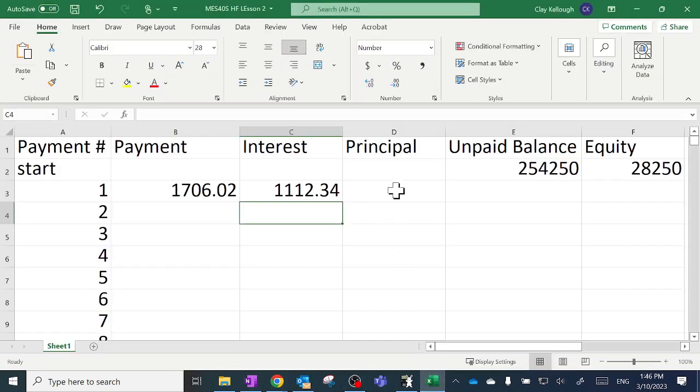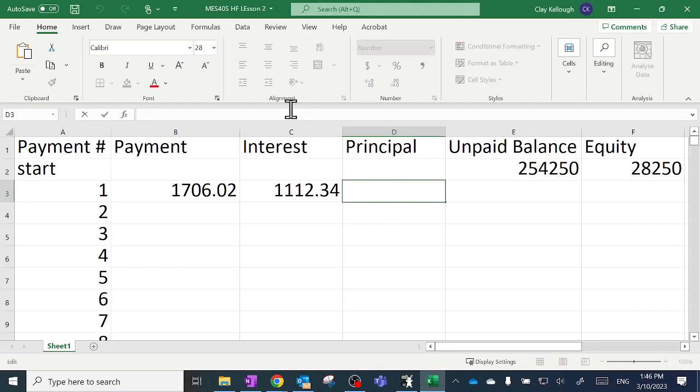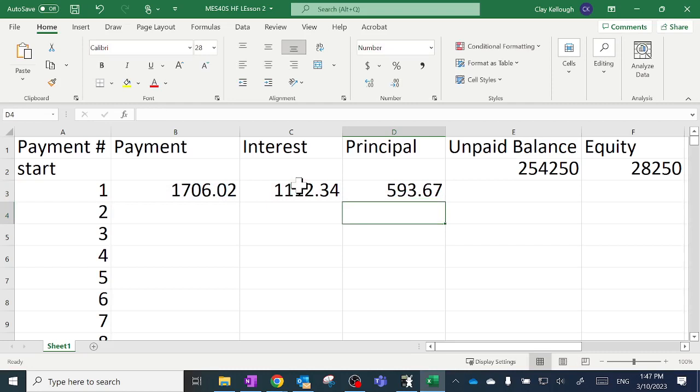From here, how did I get this principal number? It's that one minus that one. So I just hit equals. And then I want this number minus, and then I just click on that number, and then I hit enter, and there's my principal payments.